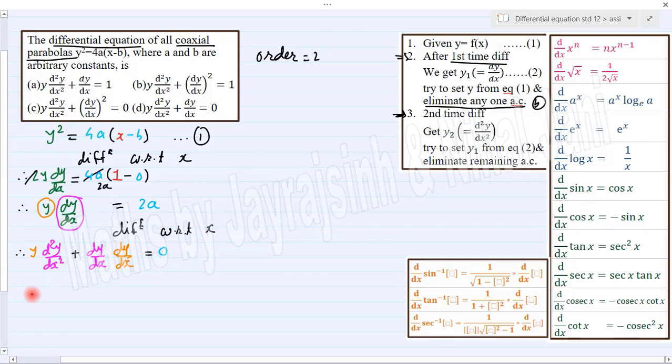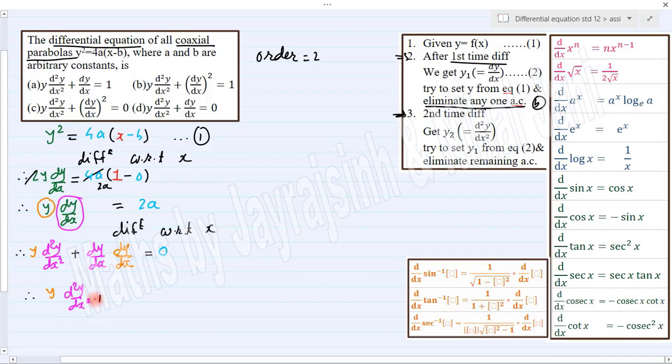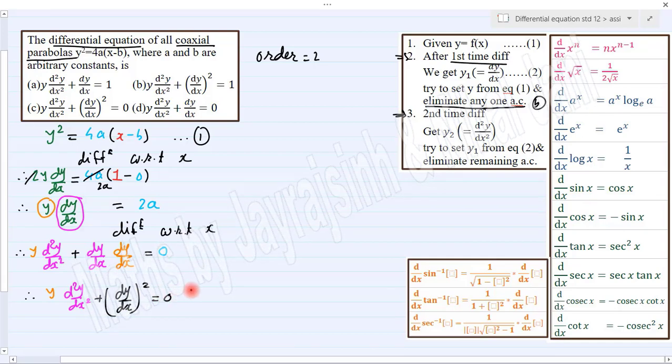And on right hand side, your 2a is a purely constant term, so its differentiation will be 0. So here we'll get y into d square y by dx square plus dy by dx the whole square is equal to 0, which is given in option C. Ta-da!